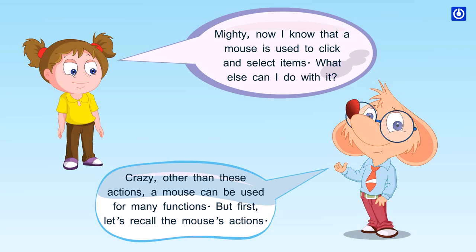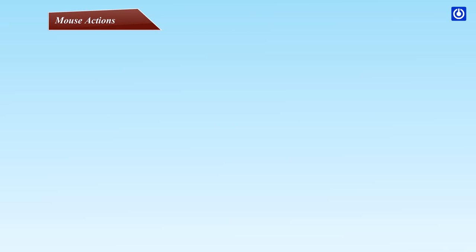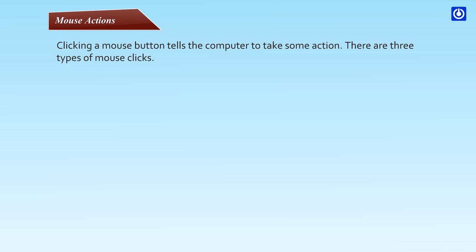But first, let's recall the mouse's actions. Mouse is an input device. It looks like a real mouse. It is small in size and has a wire attached. Mouse actions. Clicking a mouse button tells the computer to take some action.